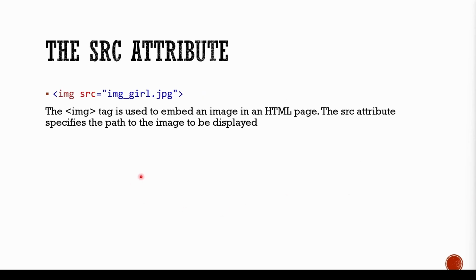Now, the src attribute. If you use the image tag, you must use the src attribute. It stands for source. So what is the source that your image is coming from? The image tag is used to embed an image in an HTML page. The source attribute specifies the path to the image to be displayed. So you can use a href or a link to your image, or you can use the existing image that you have in your folder. Whatever you have, you can write that in the source.